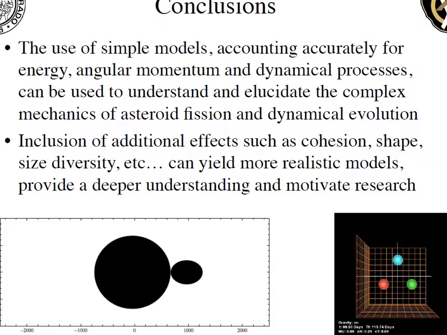In order to make that connection, we have to include additional effects such as cohesion, more arbitrary shapes, greater size diversity, size distributions, and the like. And each one of these changes can yield more realistic models, but if we try to understand them from the more mathematical side, it can also provide us a deeper understanding and continue to motivate our future research.